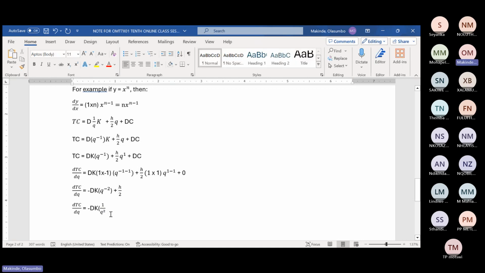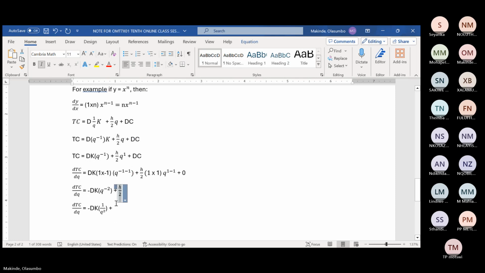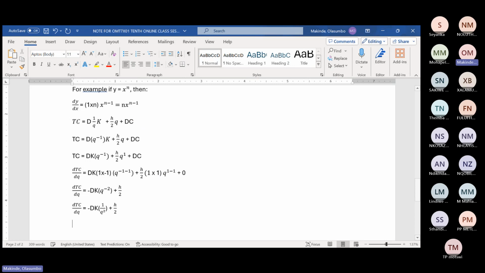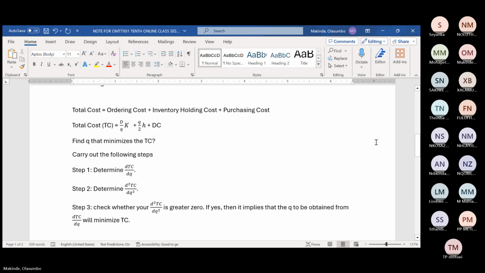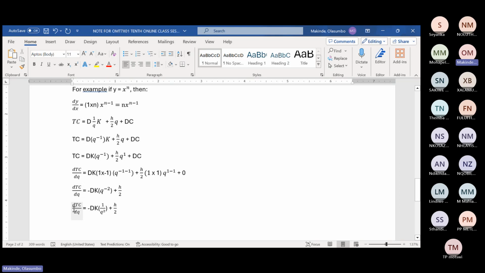And now you can close the bracket and say plus h over 2. This is just to simplify it to the last simplification. So that is the dTC/dQ. So the next step is saying, if you go and find the d squared TC over dQ squared, which is step 2. So that means you take the result of your dTC/dQ, you differentiate it a second time. So that means I'm taking step 2 now.